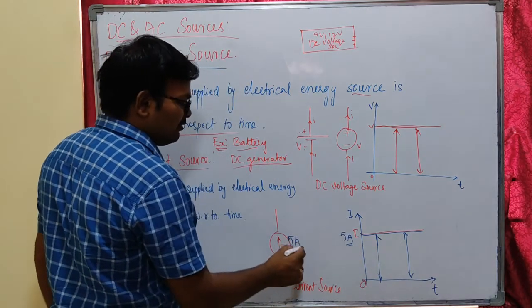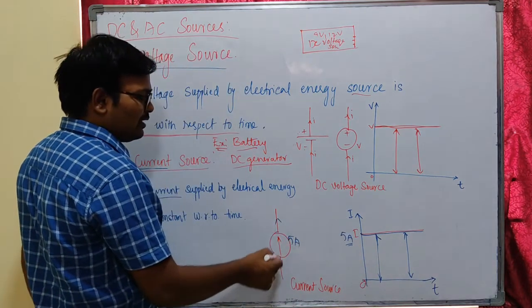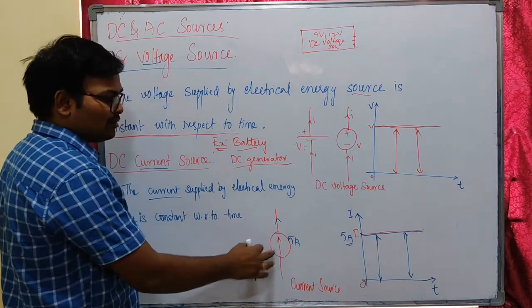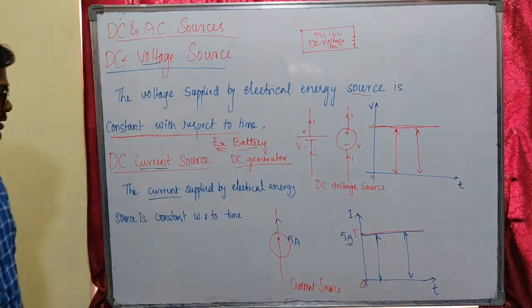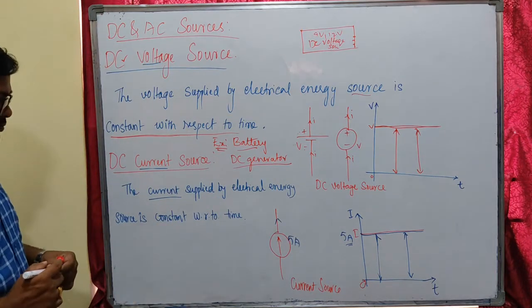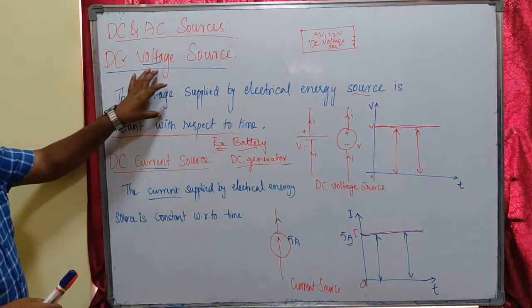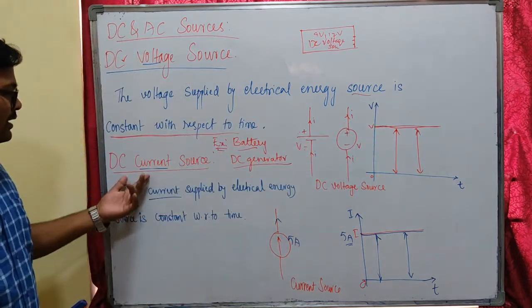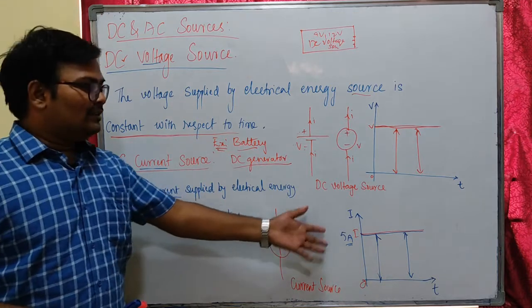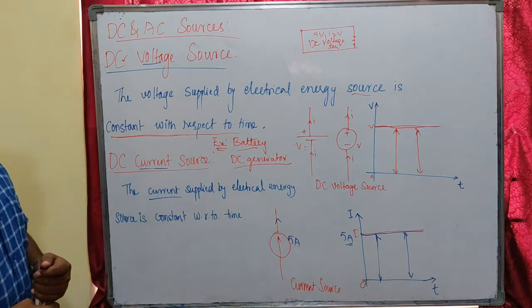Let us say this is the symbol for a current source, and this direction shows the direction of current. If I take 5 amp current, it is constant throughout the time period; that is a DC current source. I hope you understand. A DC voltage source is one whose magnitude of voltage is constant throughout the time period. A DC current source is one whose current is constant with respect to time.